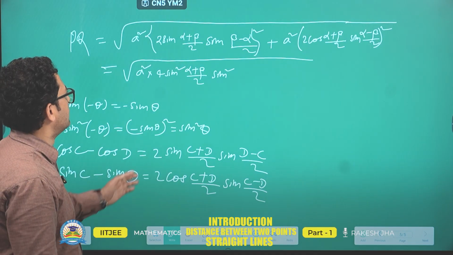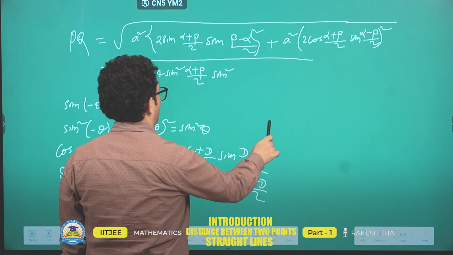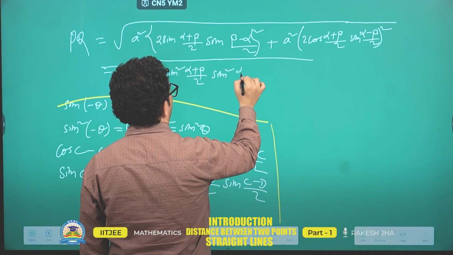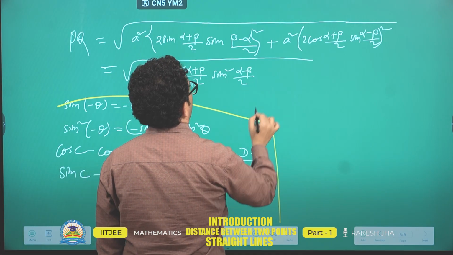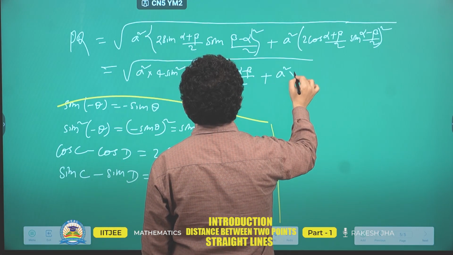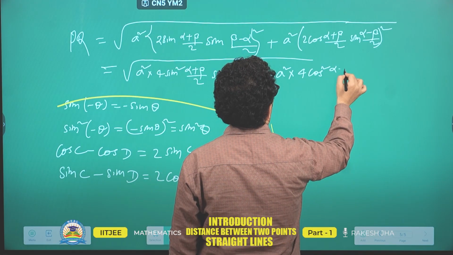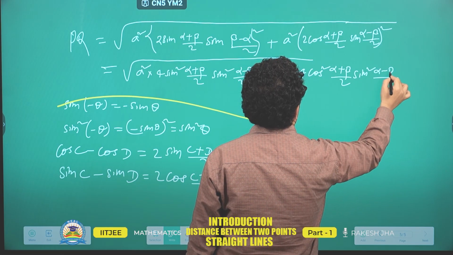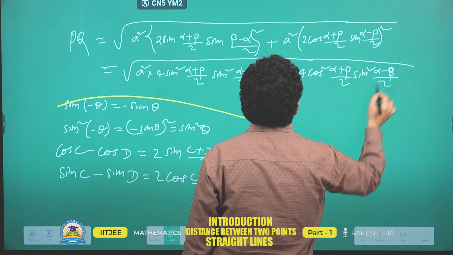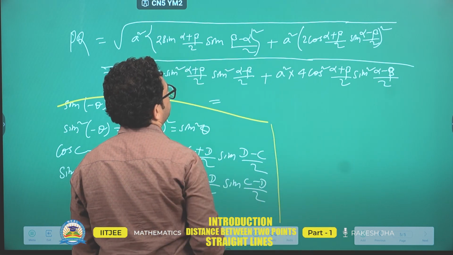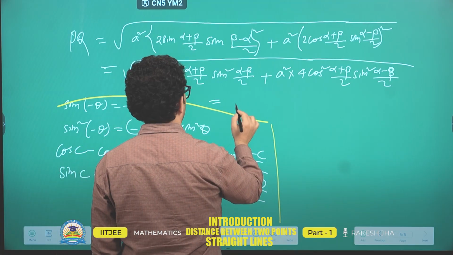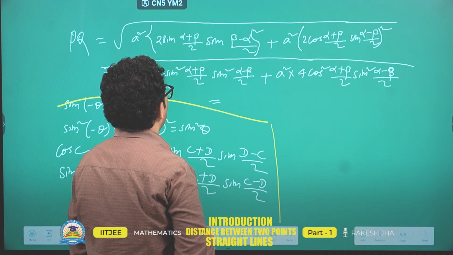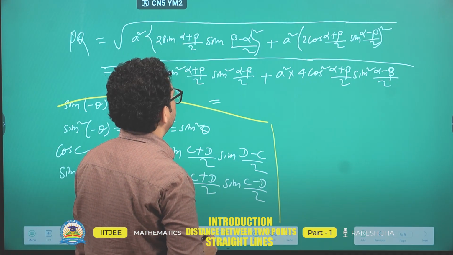So if you compare it, we can write this portion without any problem. Sine square (alpha minus beta) upon 2 plus a square times 4 cos square (alpha plus beta) upon 2 and sine square (alpha minus beta) upon 2. Okay, so in the next step, we can take common, and the common part will be a square, then 4, and then also sine square (alpha minus beta) upon 2.